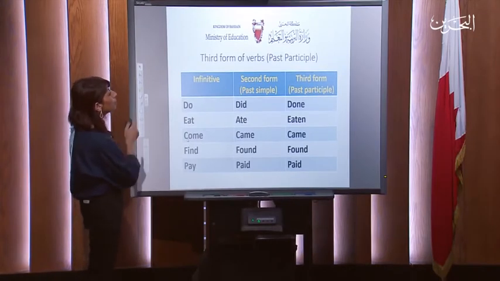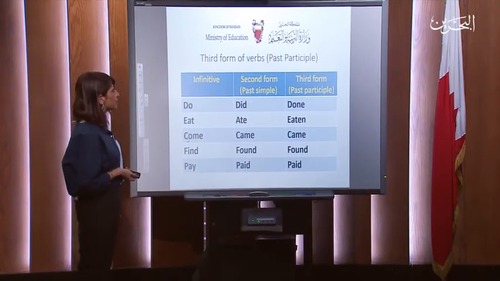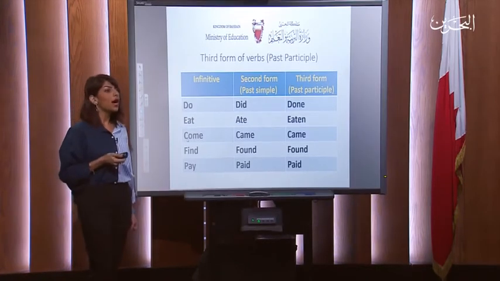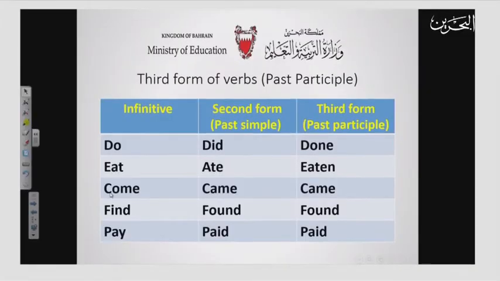Now we move to the third important thing, which is the third form of verbs, past participle. And again, I'm sure that you have previously taken this, but again, we have to emphasize the use of the past participle, or let's say the third form of the verbs. These are some verbs that are taken usually. For example, do. The second form, the past simple, is did. And the third form, which is used at the passive, is done.